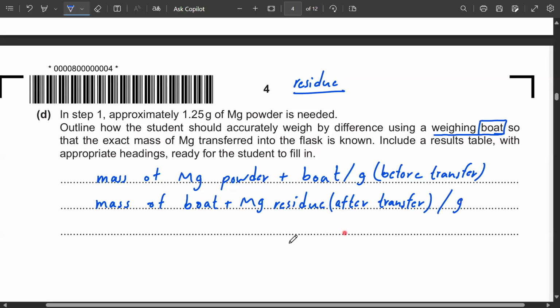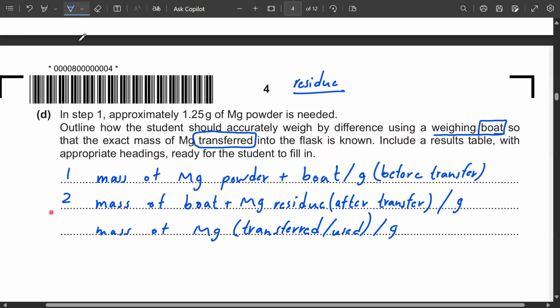Now what's next? Then mass of Mg in grams. You can state this in terms of transfer: mass of magnesium transferred, or used, or both can be said, transferred or used. Since they already used the word transferred, it is the exact mass of magnesium transferred to us. So mass of magnesium transferred slash used, that is gram. That will give you the difference of the first and the second.